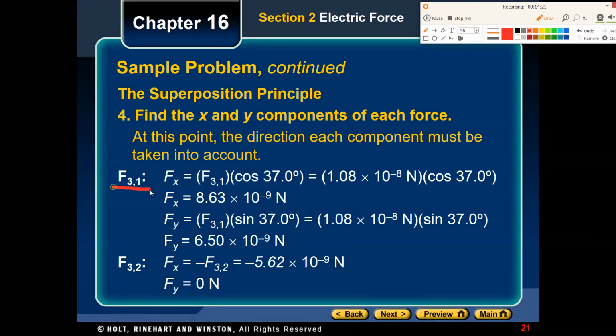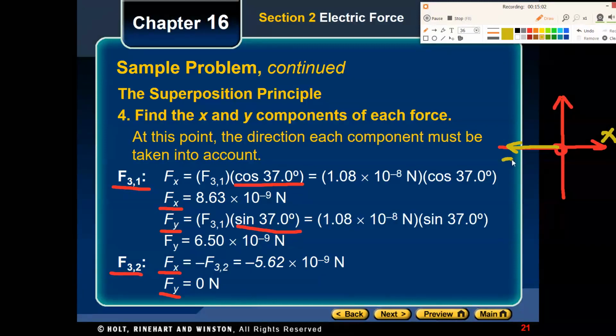Then you resolve both forces into x and y components. You use the cosine and sine functions. In this case, cosine 37, sine 37. This depends on the definition of the coordinate, so in this case I think you use this coordinate. Because this force F32 is in this direction, it is along the x direction, so its y component is 0. The other one, F31, you need to resolve into x and y components, and F32 only has an x component; the y component is 0.